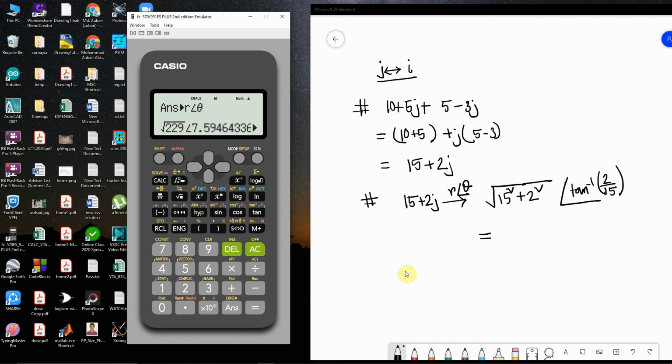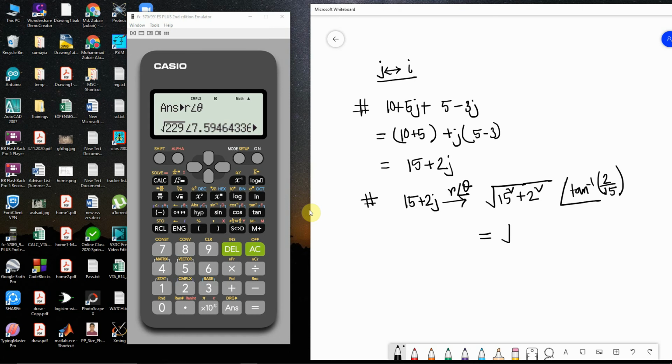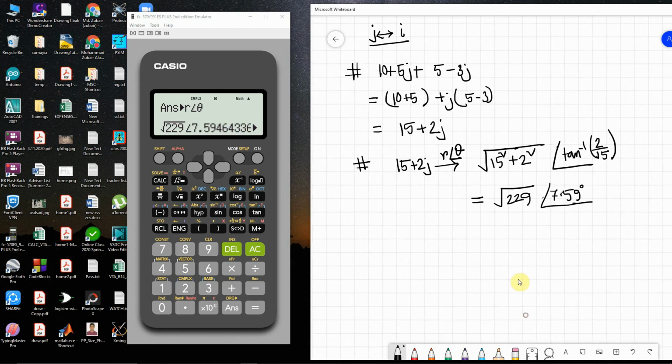That is root over 229. It is a big number. Root over 229, angle is 7.59 degrees. Okay, roughly this is the angle.